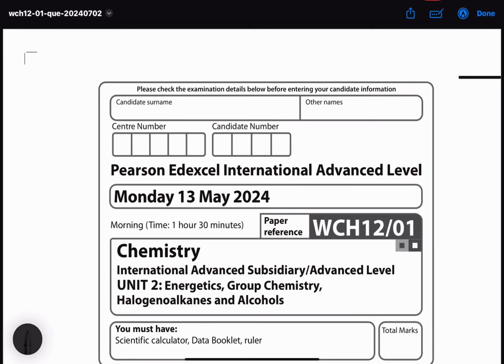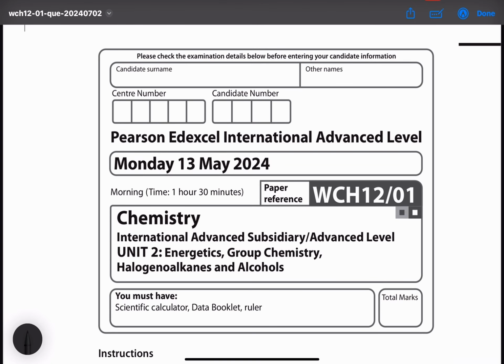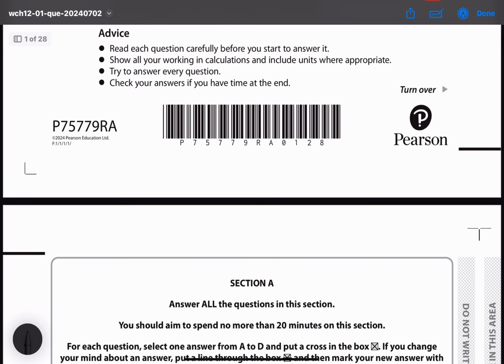Today we will be doing Unit 2 of June 2024. So let's just get into it. First, we'll be doing the MCQs.